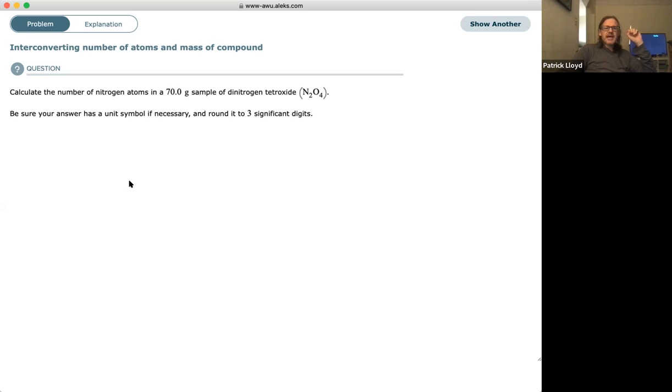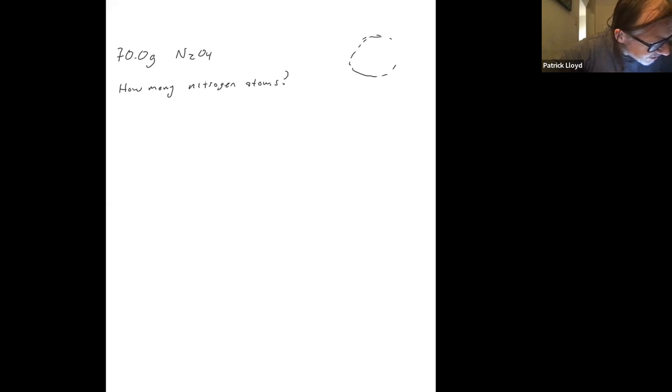Be sure your answer has a unit symbol if necessary, and round it to 3 significant digits. So 70 grams of N2O4, how many nitrogen atoms? Now, be careful. Write this number down. How many nitrogen atoms in this sample? So imagine it this way. You've got this sample, and how much does it weigh? You put it on a balance, and you find that it weighs 70.0 grams.